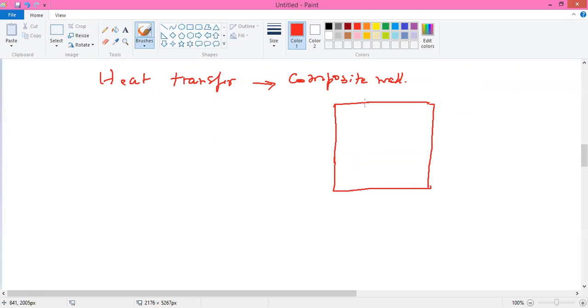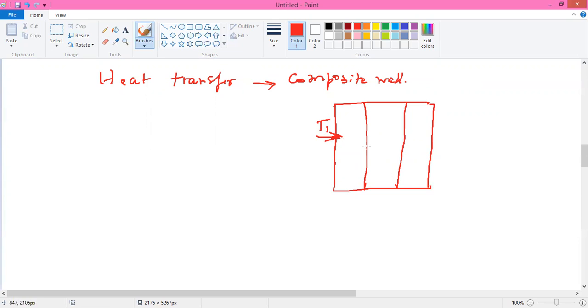So we consider three elements. This is the first element, another one is the second element, and then the third element. We give the initial temperature, that is T1. This point becomes T1. Already we know that the temperature should be reduced from higher temperature to lower temperature.